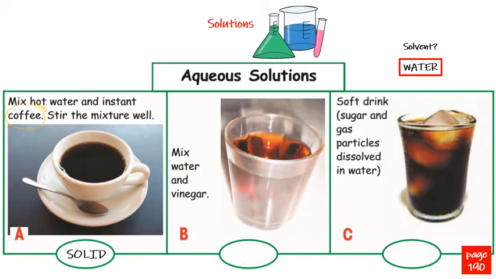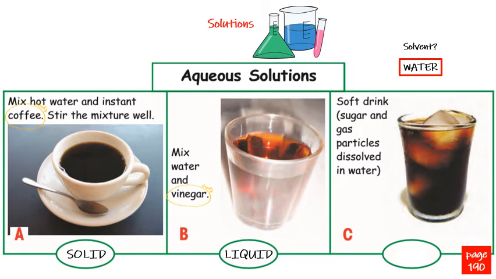Let's talk now about the second solution, solution B. What is the solute in this case? It's the vinegar, right? So what is the state of matter of vinegar? Is it solid, liquid, or gas? It's liquid. Good job.